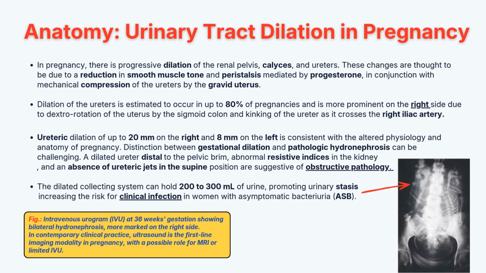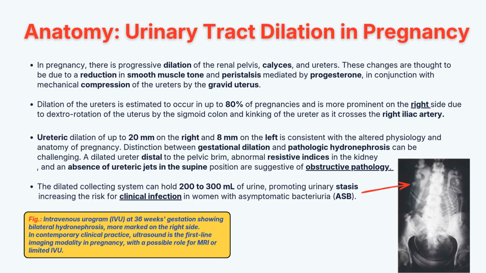During pregnancy, there's a progressive dilation of the renal pelvis, calyces, and ureters. This happens mainly because progesterone reduces smooth muscle tone and ureteric peristalsis, in addition to mechanical compression from the enlarging uterus. Ureteric dilatation is extremely common in pregnancy, occurring in up to 80% of women. It's usually more prominent on the right side because the uterus tends to rotate slightly to the right, and the right ureter is more easily compressed as it crosses the iliac vessels. In fact, the right ureter may be dilated up to 20 millimeters, while the left one is usually less dilated, maybe up to 10.